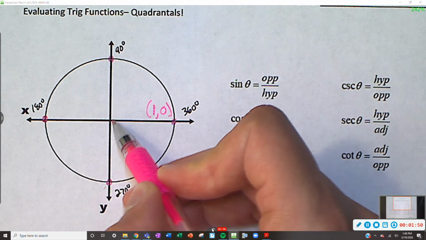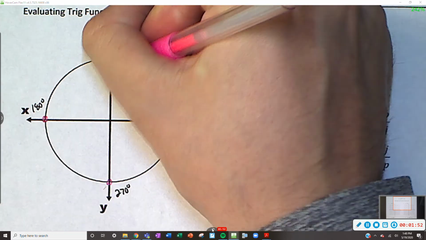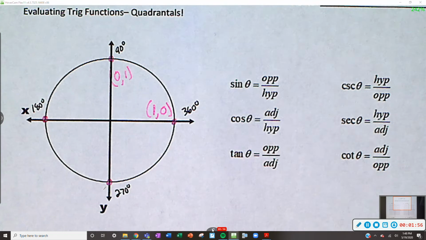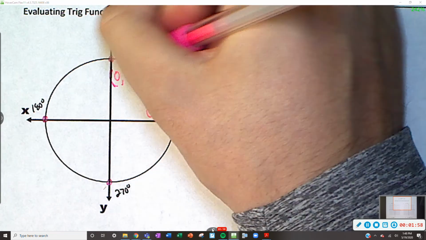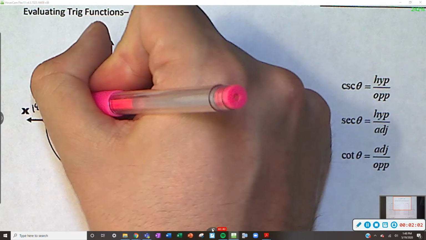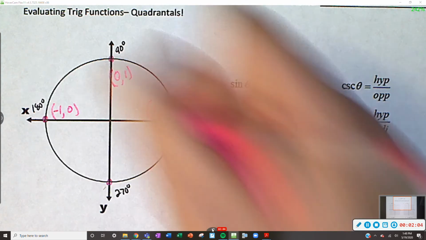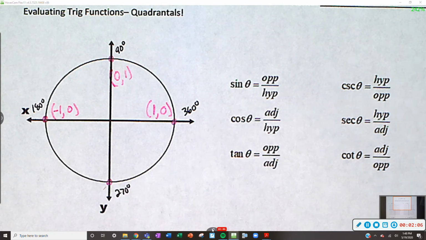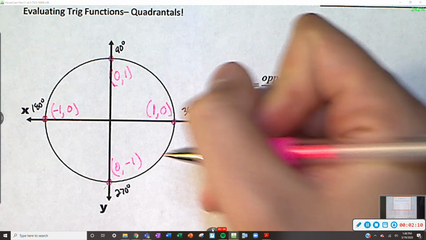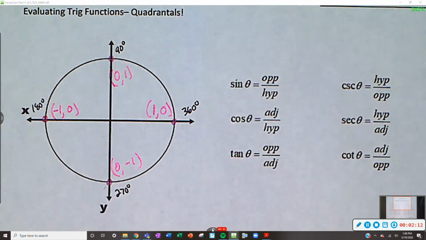Here, my x value is 0, but I've gone up 1, so the coordinate would be (0, 1). For this one, my x value went to the left, so it would be -1, and the y value would be 0. And last but not least, down here at 270, that would be (0, -1). So I'm going to use those coordinates to help me evaluate some of these functions.